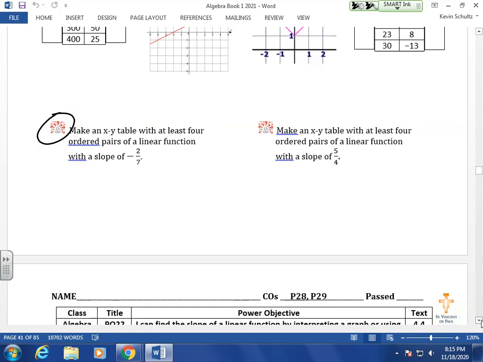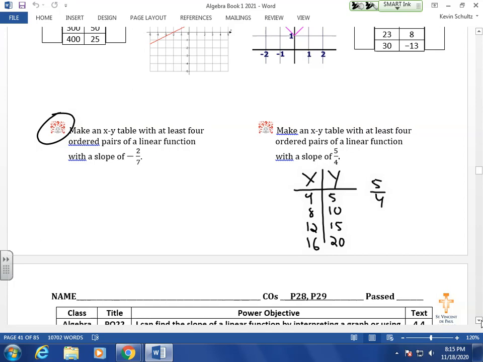For 5 over 4, basically, your y column, each value's got to be going up by 5, so maybe you just have something simple like 5, 10, 15, 20. Your x column has got to be going up by 4: 4, 8, 12, 16. Change in y is 5, change in x is 4, we get positive 5/4.